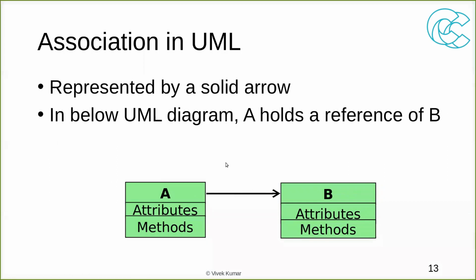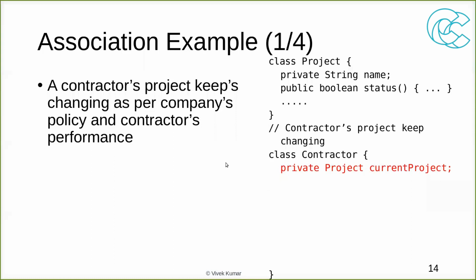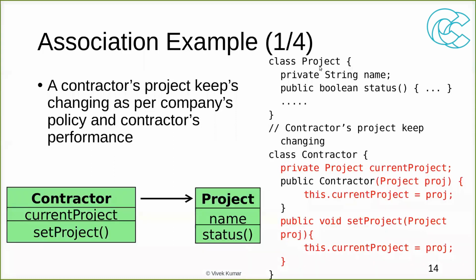Okay, so let's jump to an example here, and I think that will make it clear. Let's say we have a project and a contractor who is working on that project. Every contractor should work on some project. So that's why you have an instance variable of project here in the contractor. As part of the constructor, you don't instantiate it here, but you are simply asking for a reference. Someone else creates the instance of project, and that instance is simply passed as one of the arguments, and you are simply assigning it here.